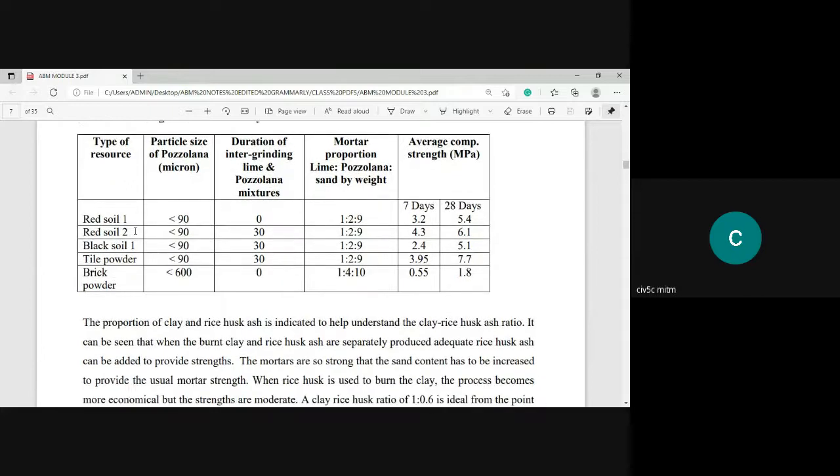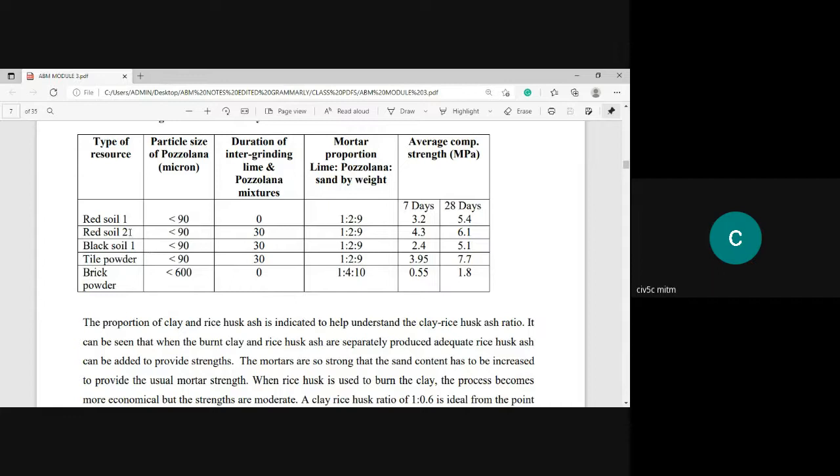Now please see here, I have taken a red soil from a particular source and ground it to less than 90 micron after burning. I have not done anything else, I just mixed it, ground it, and readily used it. With a mixture of lime 1, pozzolana 2, and sand 9 parts by weight, the 7 days strength is 3.2 and the 28 days strength is 5.4.